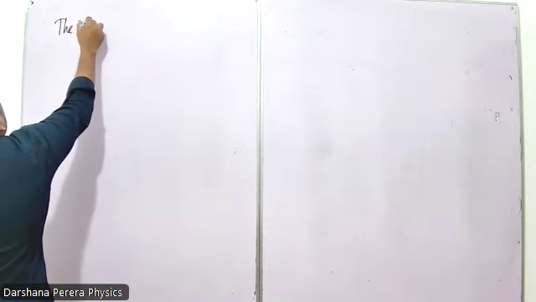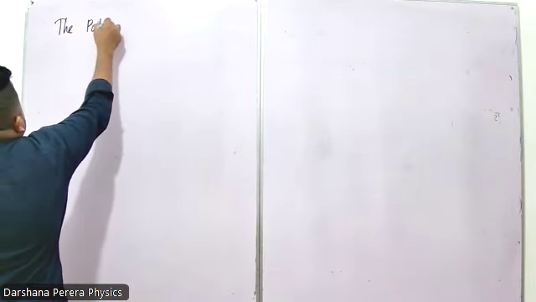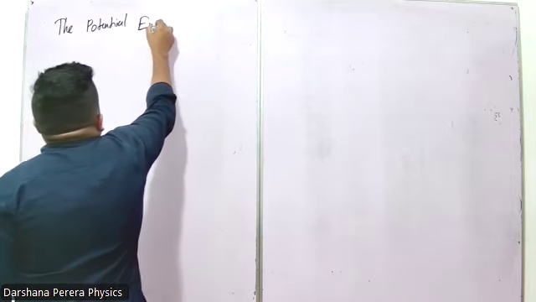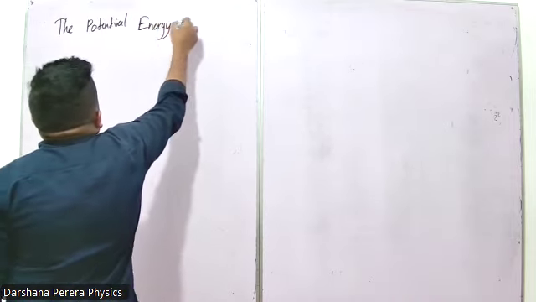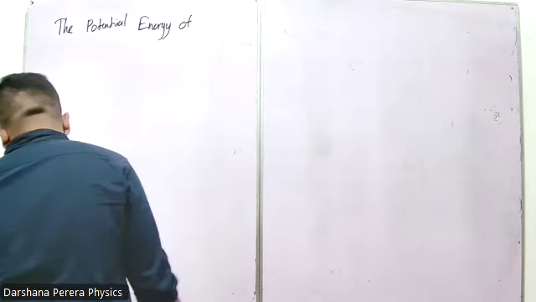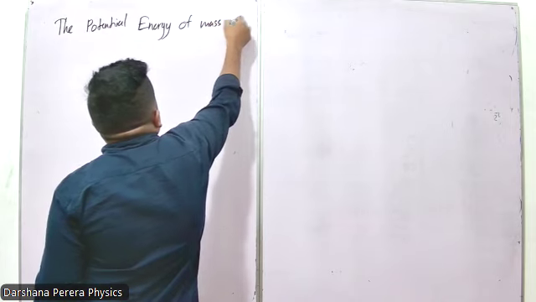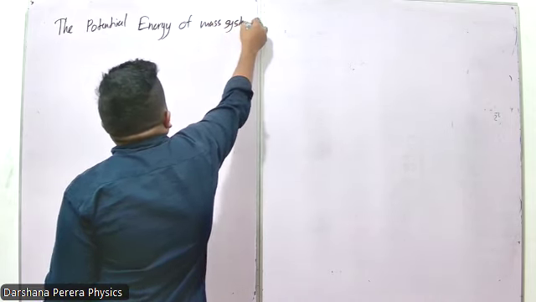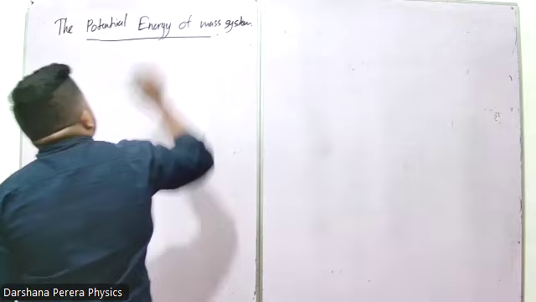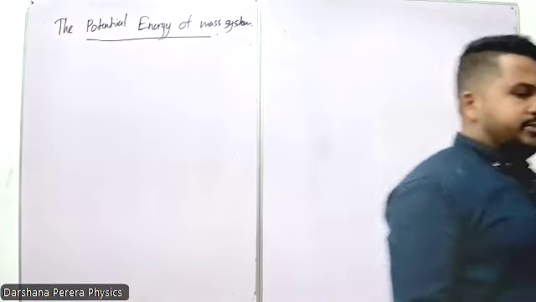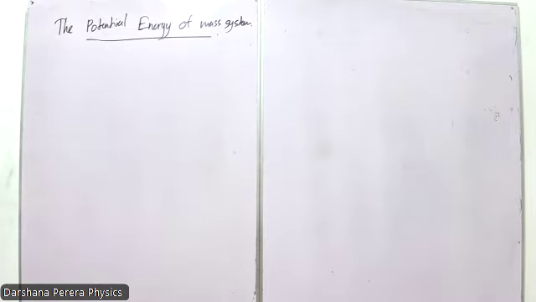Write down the topic: the potential energy of a system of masses. The potential energy of a mass system.